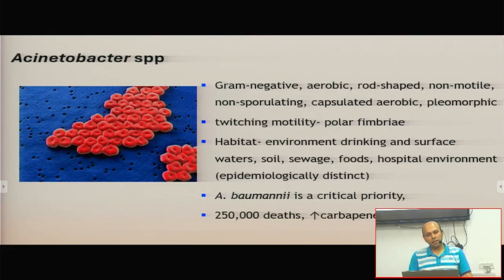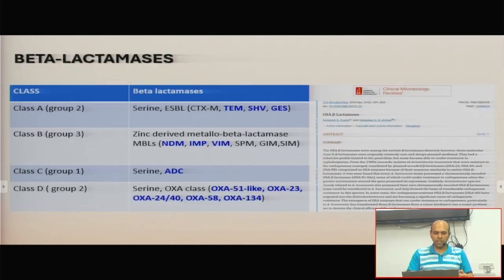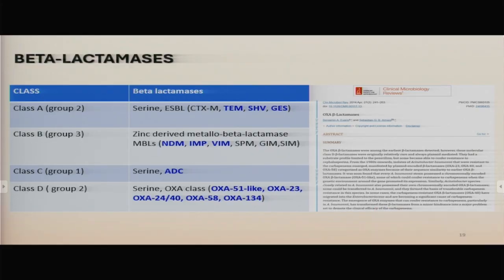It has polar fimbriae. As for habitat, I already told you that hospital-related strains are epidemiologically very distinct. It is a critical priority pathogen, and an increase in carbapenem resistance is seen in this specific bacterium, leading to more than 250,000 deaths each year. To understand beta-lactamases, we will understand.